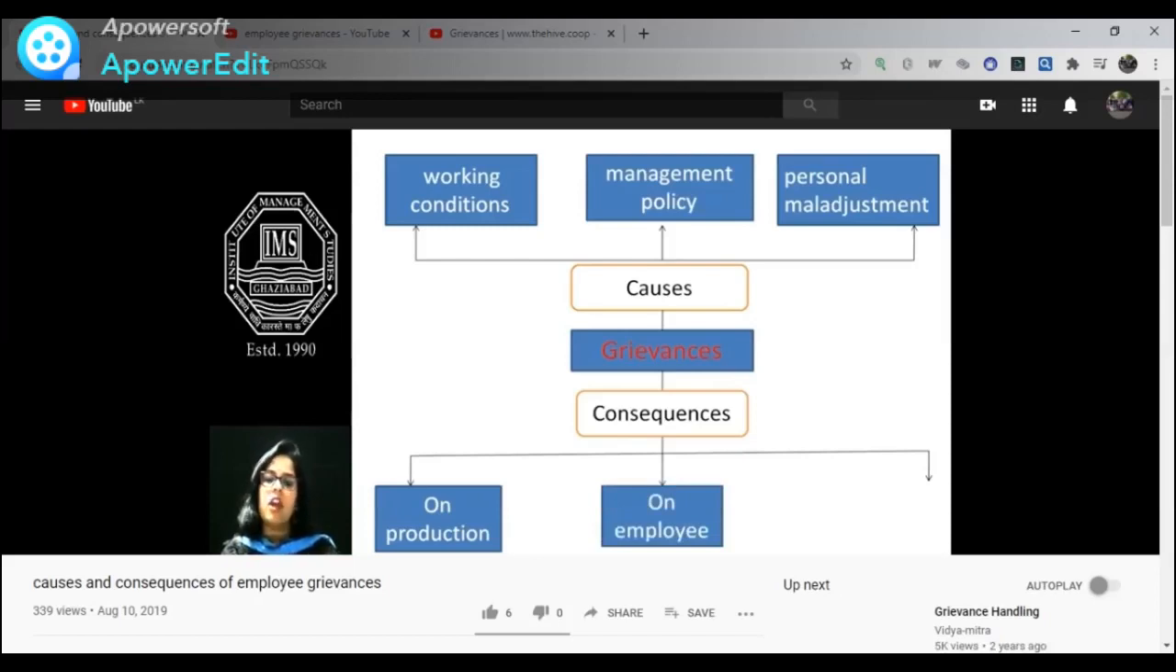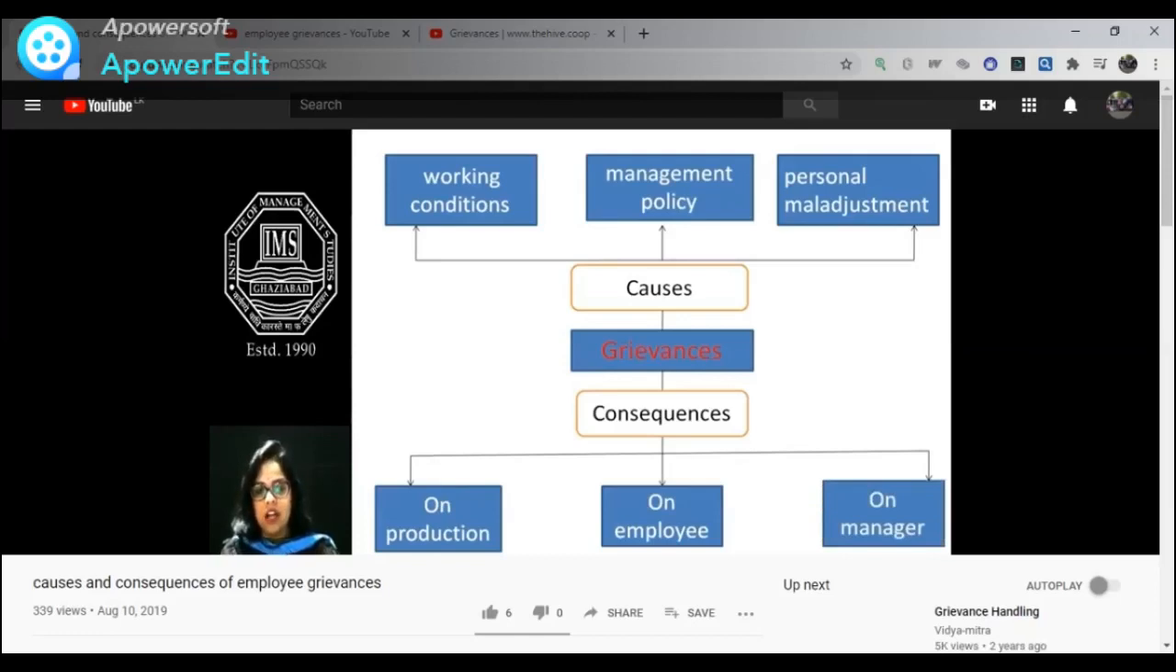Second is on the employee. Of course, if any employee is not satisfied with his workplace, definitely he starts remaining absent. He starts remaining insincere. He does not want to match the timing of office hours. So his insincerity will lead to unproductivity and inefficiency in the organization.